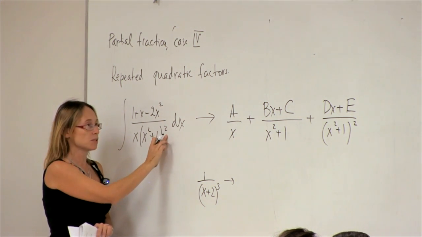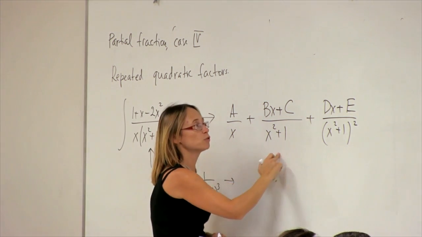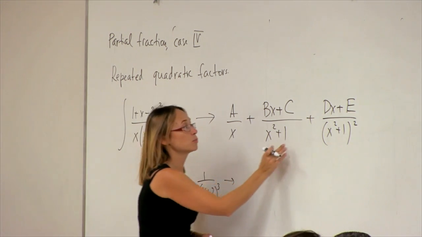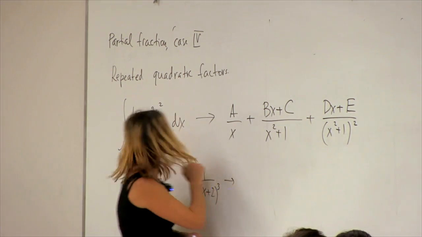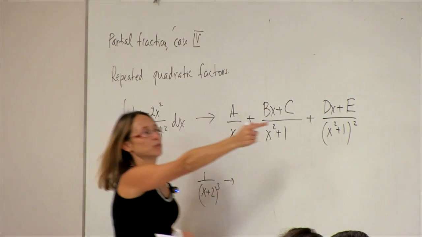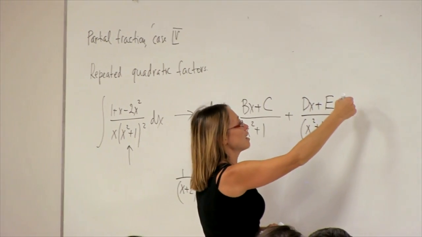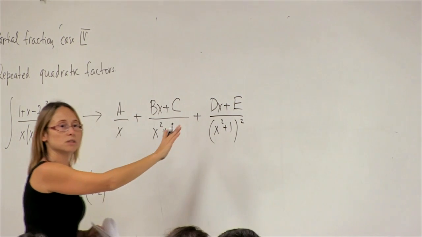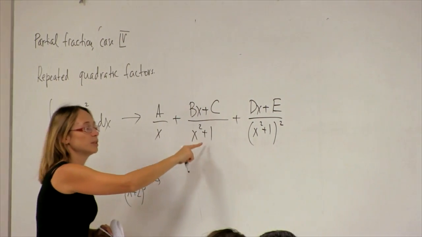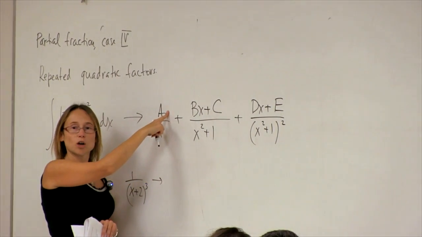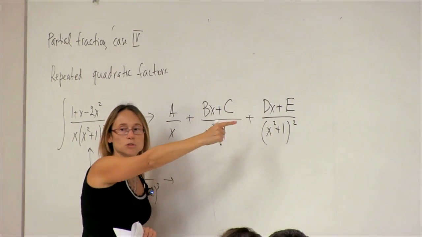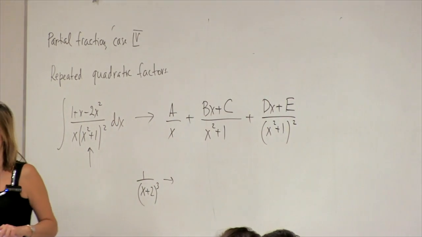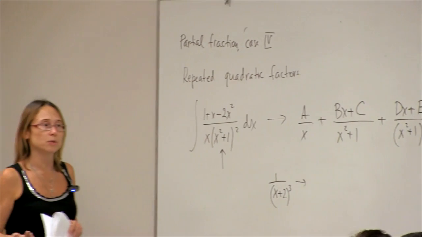If I have 2 of them, second power, then I'm going to have 2 terms corresponding to that with increasing power. If this was a third power, I would have a third term plus fx plus g divided by the cube. Okay? So this is the algorithm. And because they are quadratic factors, I don't just use a constant, but I have a linear function like this on top. So this kind of makes sense and follows from the previous 3 examples.